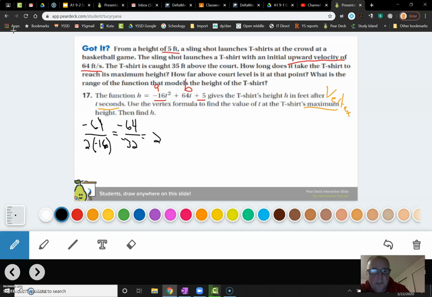So 2. That means it's going to take 2 seconds. So that's how much time. Now we have to plug 2 in here. -16 times 2 squared plus 64 times 2 plus 5.